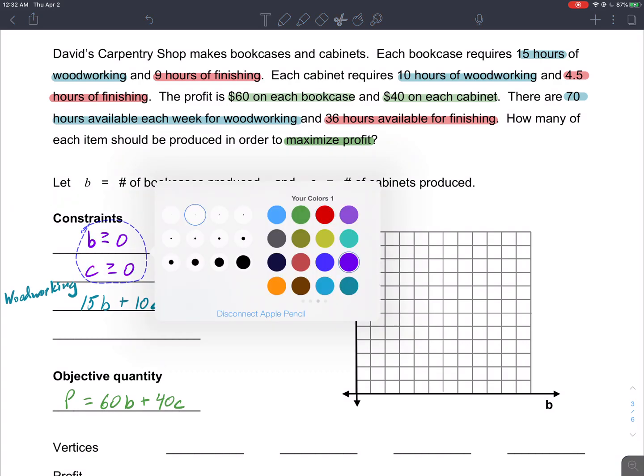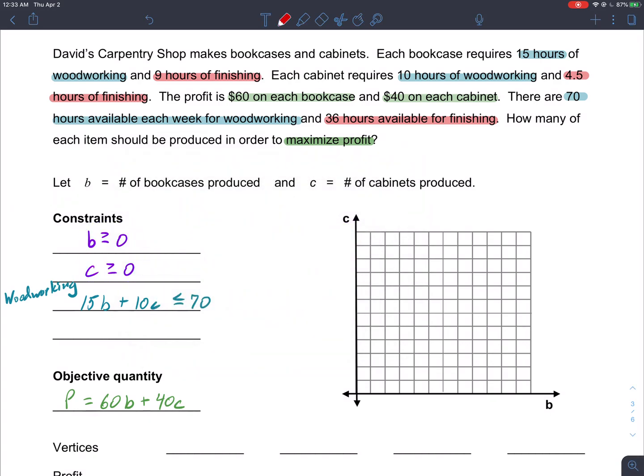I just realized I was repeating colors. Okay, so the maximum hours I have for finishing is 9 hours per bookcase and 4.5 per cabinet, and that must be less than or equal to 36 hours in total. There are my constraints. All right? Hopefully that works out.